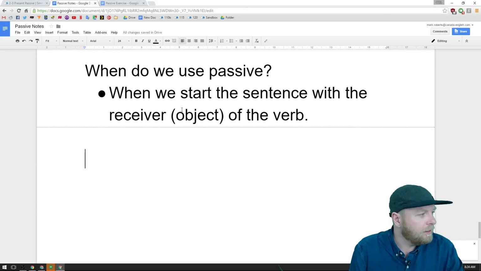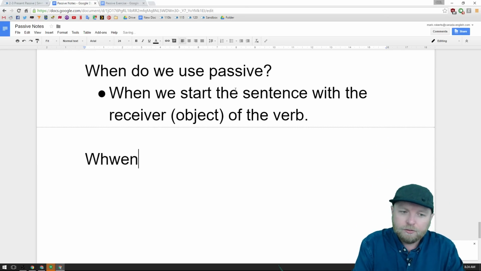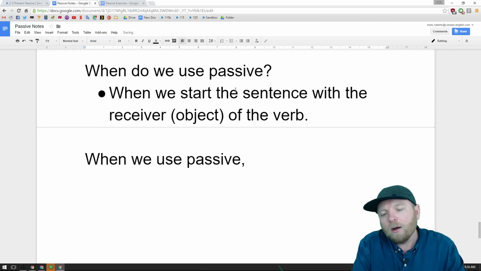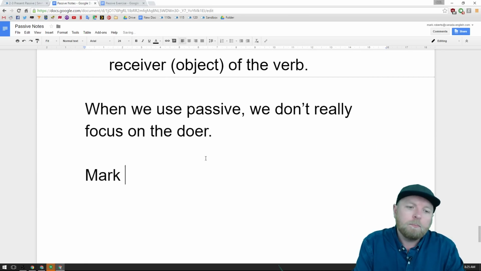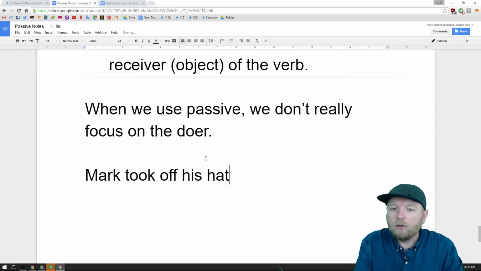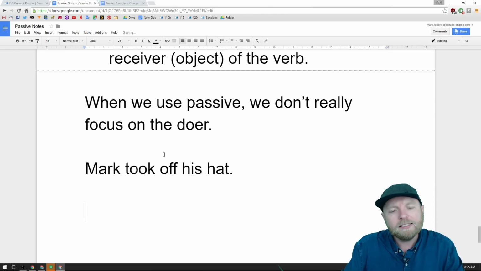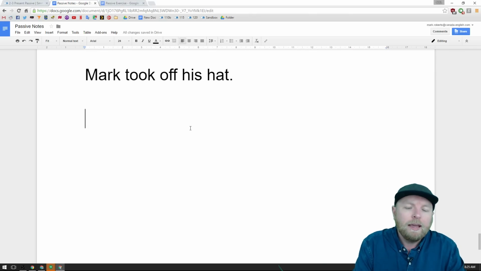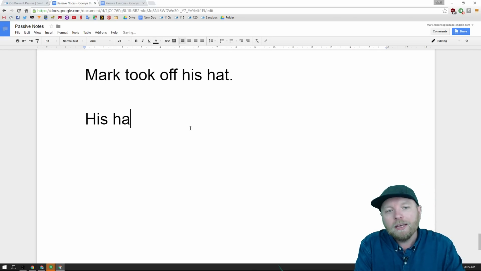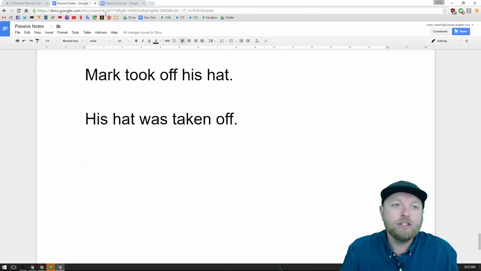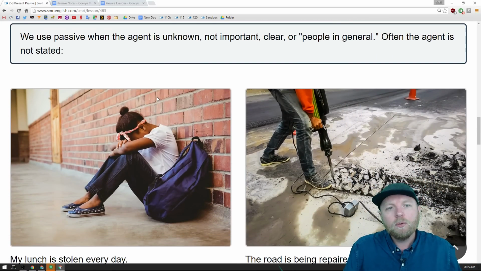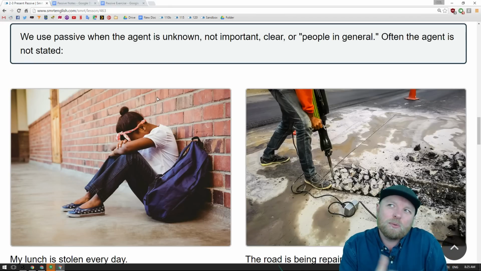Okay. Somebody asked me, I think Yasin asked me, is it that when we use passive, we don't focus on the doer? We don't focus on the doer. Okay, example, Mark took off his hat. In this sentence, who is the doer? Well, of course, Mark is the doer. In a normal passive sentence, we don't care about Mark. We don't say Mark. Okay, so example, his hat was taken off. We don't really care about the doer, right? What are some other reasons we use the passive, right?